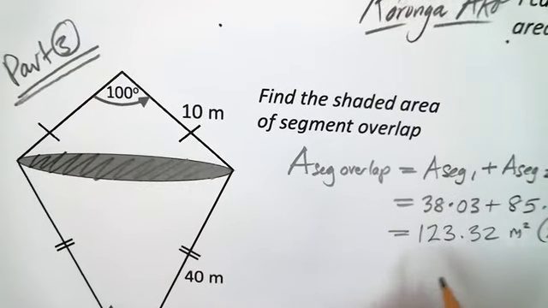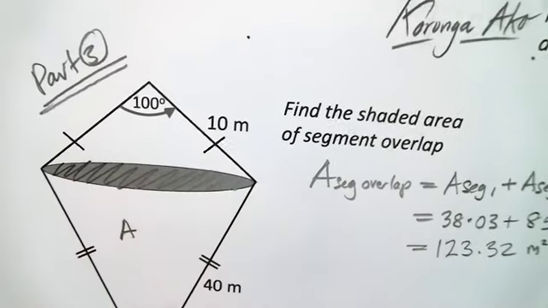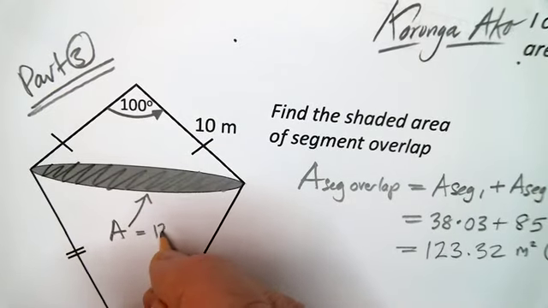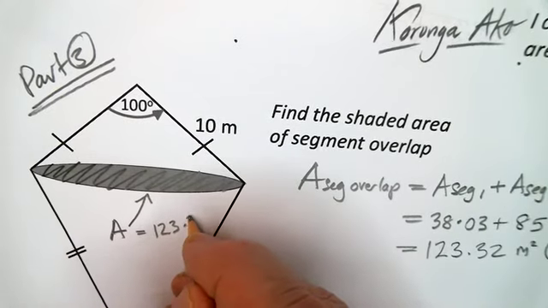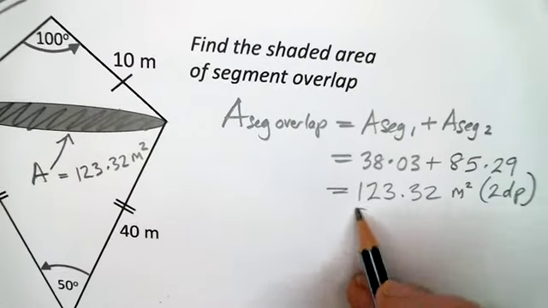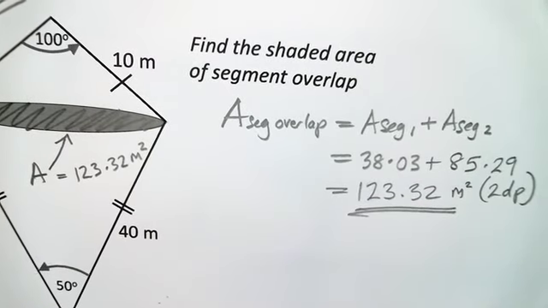So what we've found is the area of this part here is equal to 123.32. That's going to be square meters. And that is our answer. Hope that makes sense.